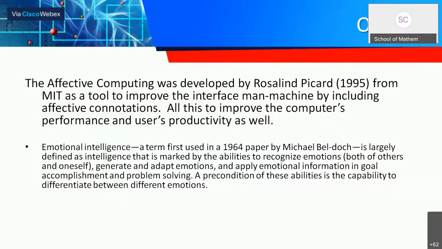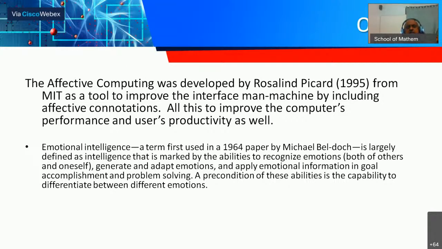Affective computing was initially coined by Rosalind Picard in 1995 from MIT. She developed man-machine communication with affective connotations. Including the emotions, she tried to put the conversations and the connotations into whatever interface she developed. So that is the starting point for this AI.